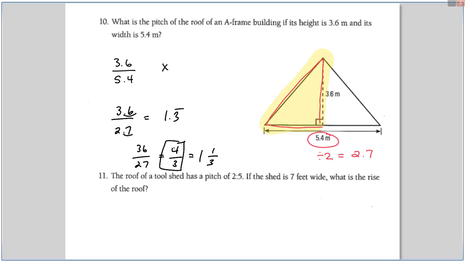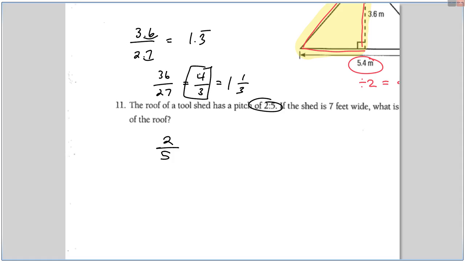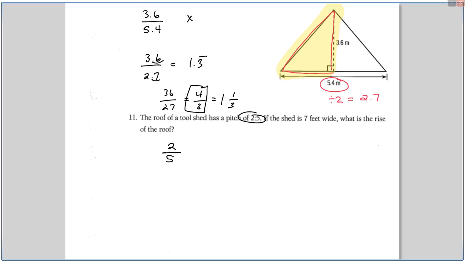Now last one, and then you can be free to do some homework, and then we'll do the quiz after that. So the roof of a tool shed has a pitch of 2 to 5. So I would just jot that down. As soon as I see the pitch, I would just jot it down as a normal fraction. If the shed is 7 feet wide, what is the rise of the roof? I'm a little bit confused. There's no picture. Maybe I should draw a picture. I'm assuming the roof of a tool shed looks something like that.